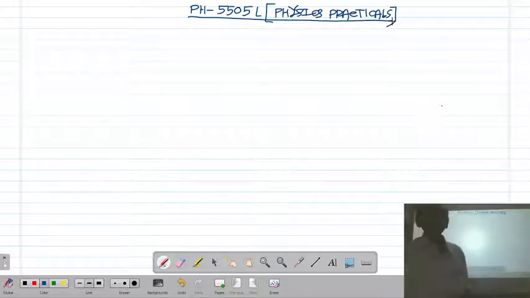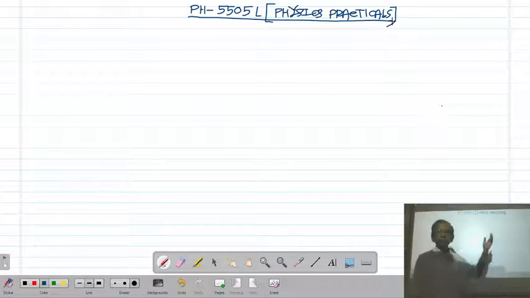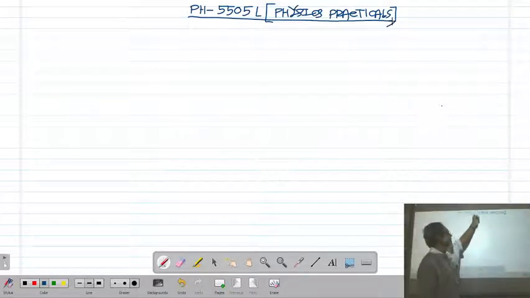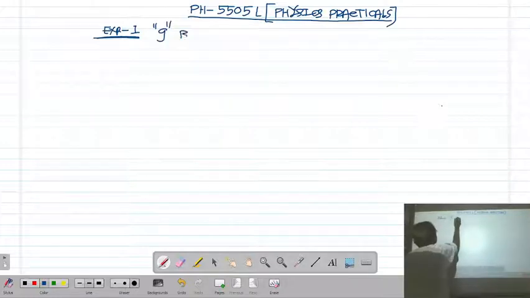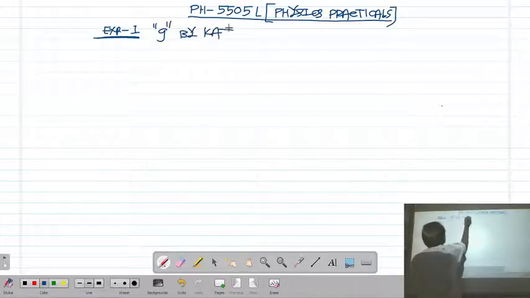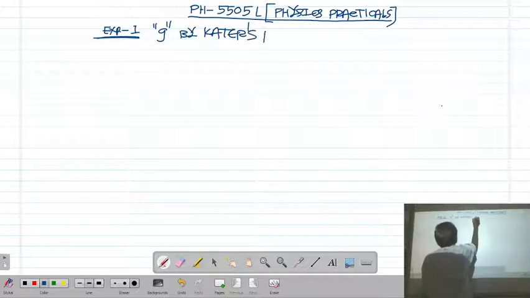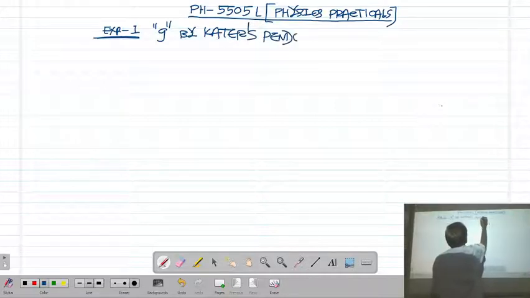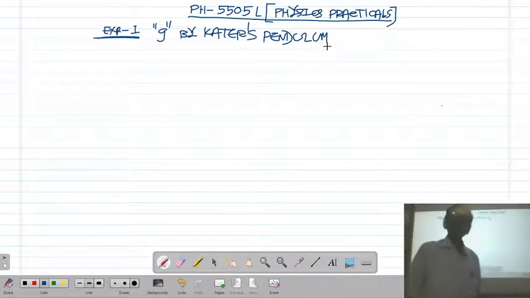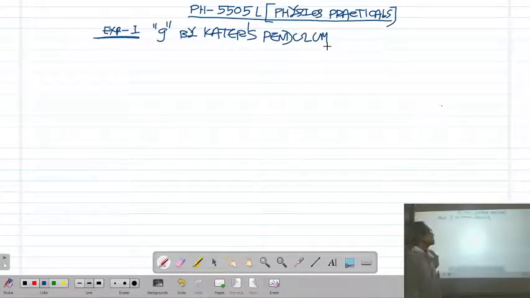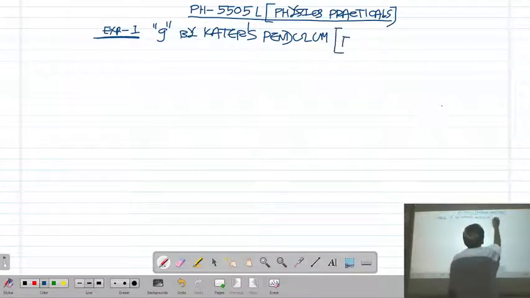Okay. So today we will see the second experiment of TRBC physics paper group PH 5505F. The first experiment which we have discussed was the determination of acceleration due to gravity, small g, by Kepler's pendulum with fixed knife edges.